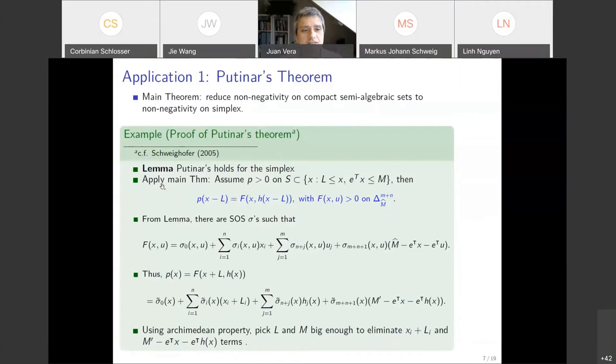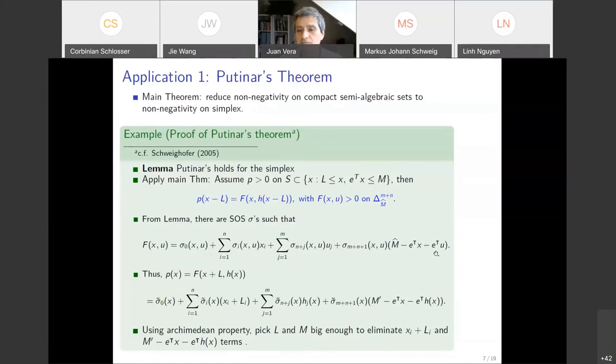Now, with the main theorem, I can apply it. If P is positive on S, then I know that P of X minus L, where the minus L is because I'm translating to make it into a simplex. So I'm putting S with some lower bounds and with the upper bound that I mentioned before. If I translate it, what I get is that P of X minus L will be positive on this S that is contained in a simplex. And then it will be of this type, where F of X, U is positive on a simplex now. This is the simplex in a larger dimension. Now I use my lemma. So I know that Putinar holds there, so I can write my F in this form.